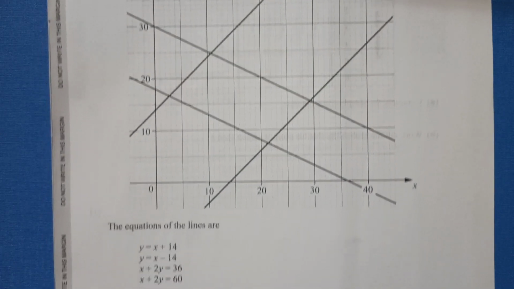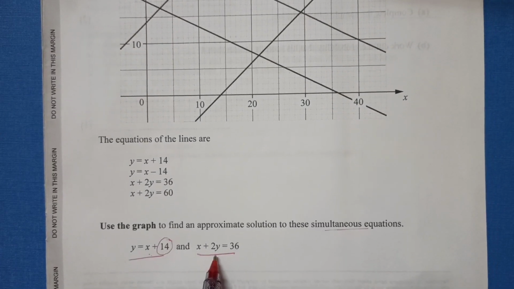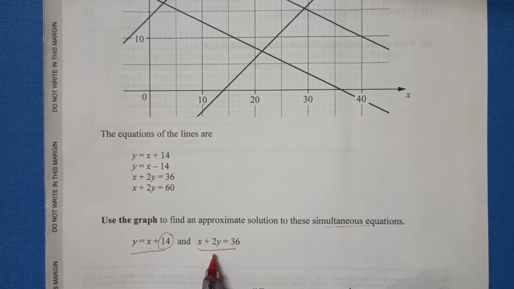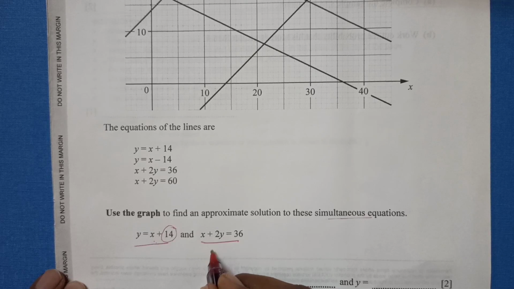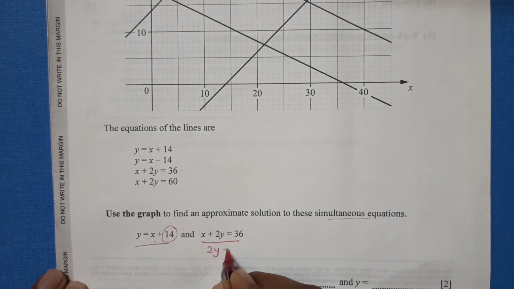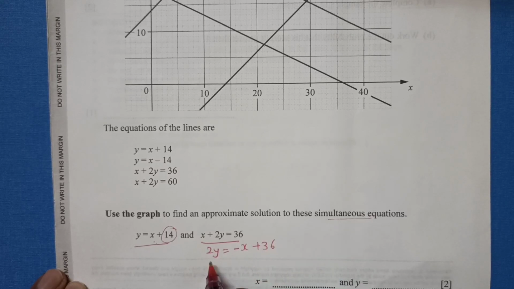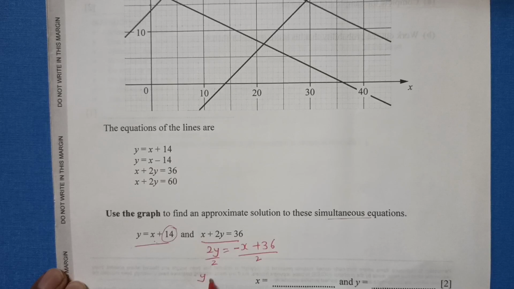Okay. Now the second one is x plus 2y equals 36. So we can write this in this form. This can be written as 2y equals minus x plus 36, bringing x to this side. Divide by 2 this side, divide by 2 this side. So this will be y.